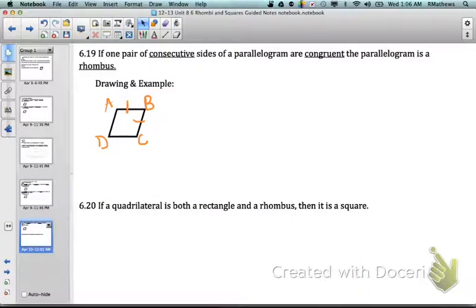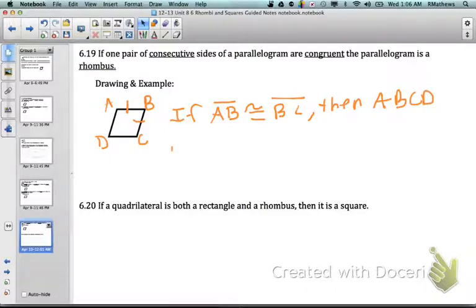Okay, our final two theorems. 6.19 tells us if one pair of consecutive sides of a parallelogram are congruent, the parallelogram is a rhombus. So we have a parallelogram ABCD, and so what we're saying is if side AB is congruent to side BC, then ABCD is a rhombus.